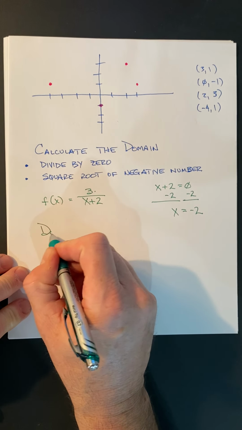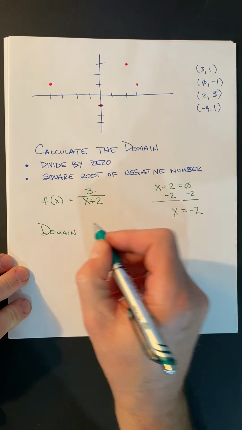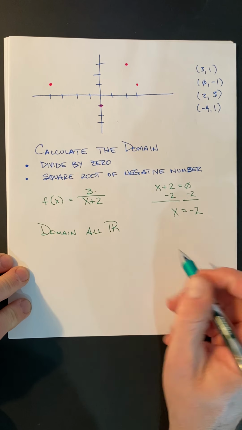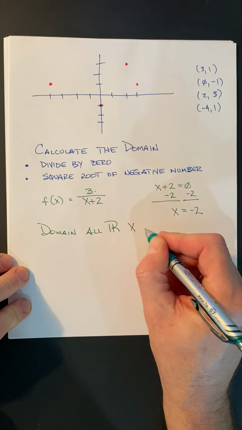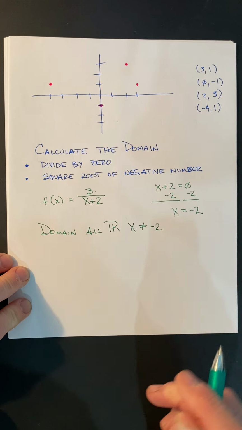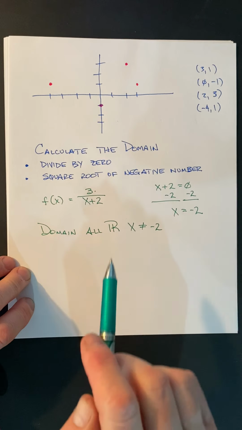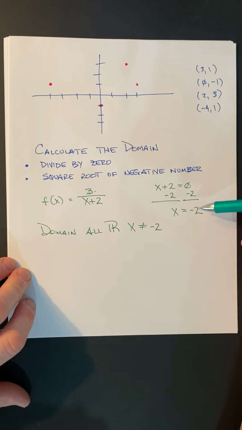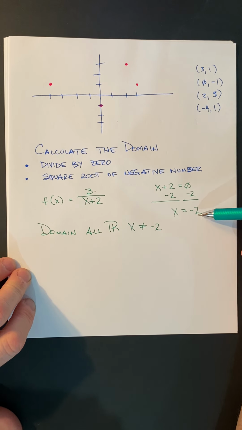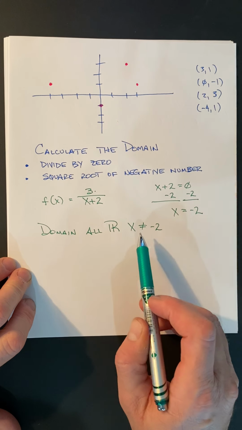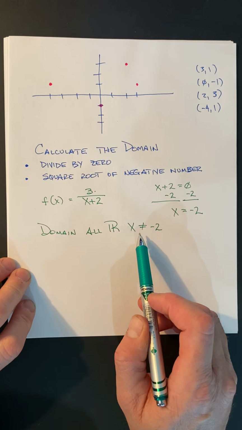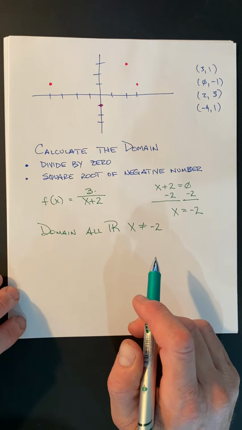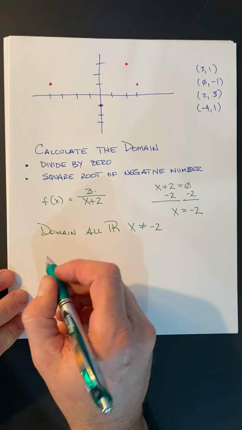So my domain here becomes all, and then we'll use this symbol to represent real numbers. So all real numbers, x not equal to minus 2, all right? So calculating the domain: set the denominator equal to 0, solve for the value that makes it 0, and then exclude it from your domain, okay? So that's obviously something we've got to worry about. Let's look at another one.